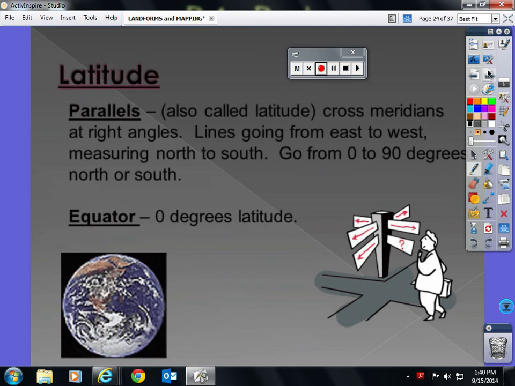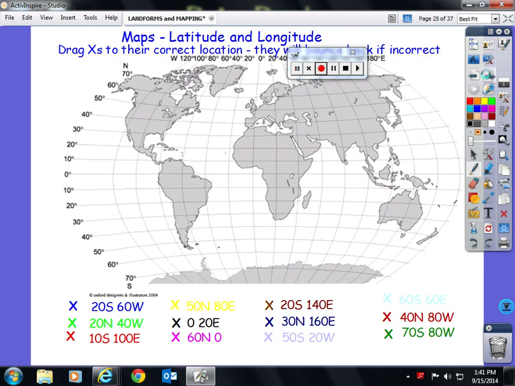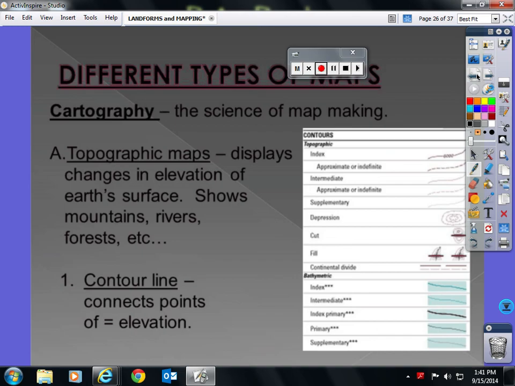Okay, lines of latitude are also called parallels. They cross the meridians at right angles. They are drawn east to west, but they measure north and south. Again, picture yourself on a latitudinal line going from one to the next: you're going to be traveling north or south. They go 0 to 90 degrees. 0 degrees is the equator, and 90 degrees is your north and south poles.